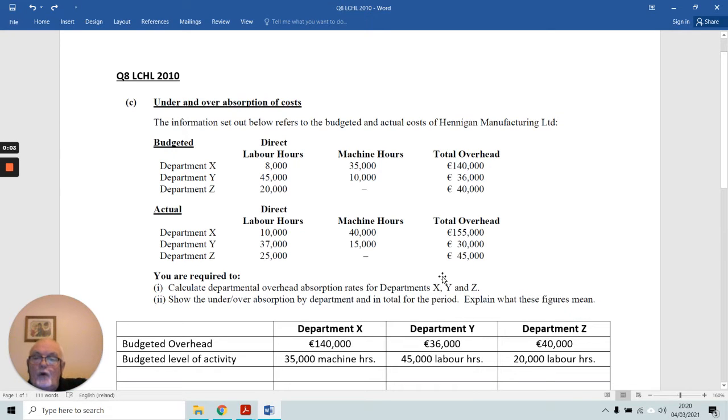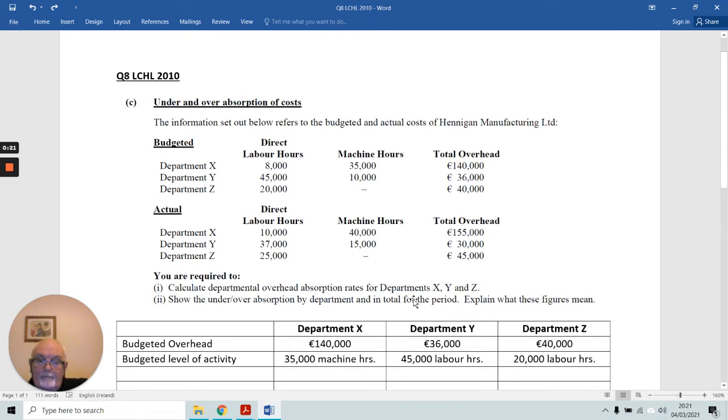Okay, we're going to look at over and under absorption of overheads in cost accounting. And we're using a Leaving Cert Question 8, 2010, Part C for this, but those figures will have a validity in any context.